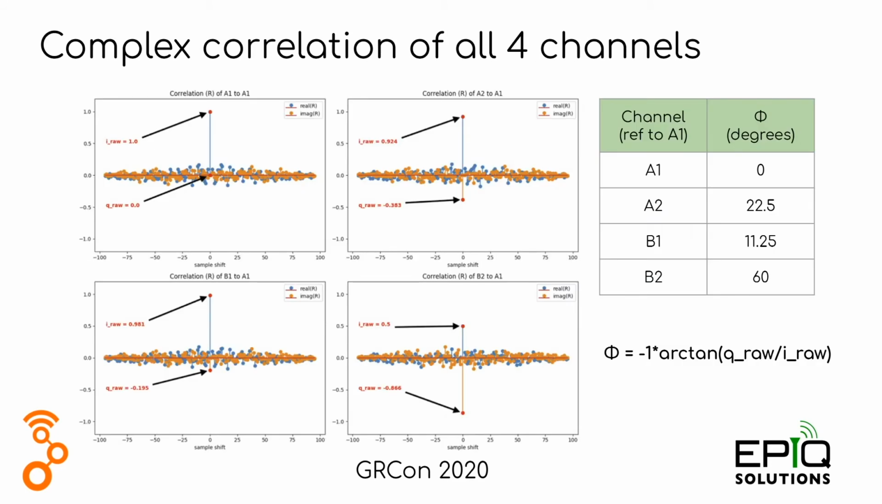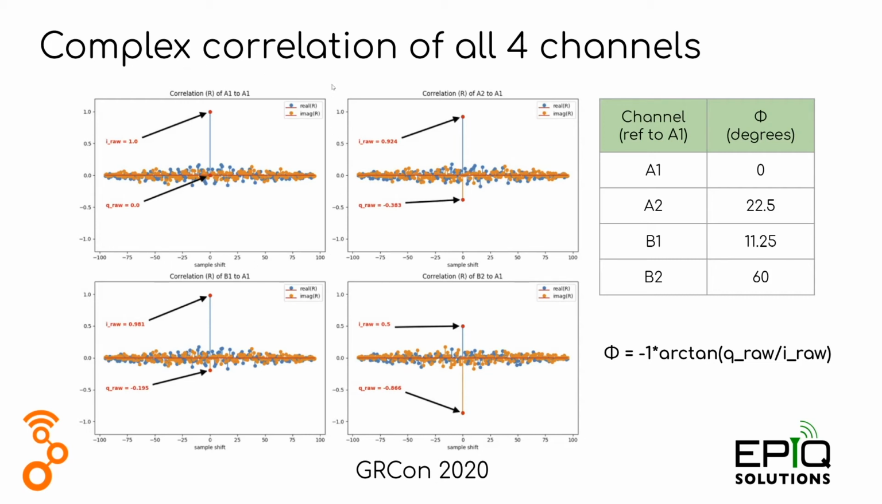Here it shows 4 channels from a Sidekiq X4 and their I and Q correlation. Up here in the top left you see the A1 to A1 correlation. This is perfect. There is no phase shift between them, right? So I is 1 and Q is 0. However, channel A2 and the others are all correlated back to A1. These are all correlated to the same reference channel, A1. That's just chosen somewhat arbitrarily. It can be any one.